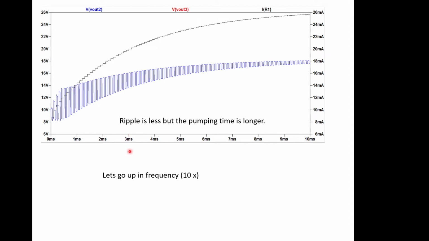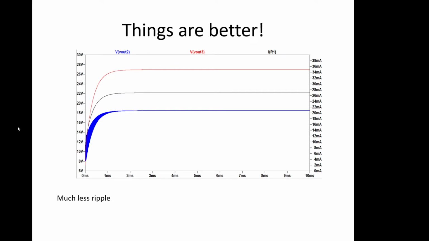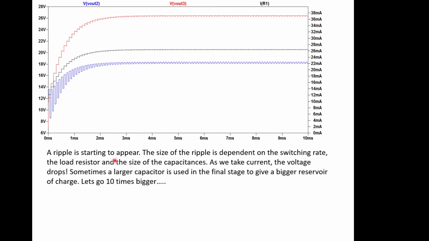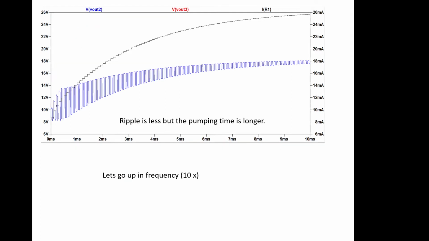So we can play around in the simulator. We've gone up in frequency 10 times, and the ripple now is much less, but it takes longer to pump up. Oh, I don't think that was right, was it? What's going on there then? Okay, alright, so 10 times bigger in terms of the output capacitance, that's right. So we've gone to bigger capacitances. Obviously it takes longer to charge up the capacitances, then this is making a lot more sense. So it's taking much longer to charge up, but we get less ripple because there's more charge available to drive our load, which hasn't changed.